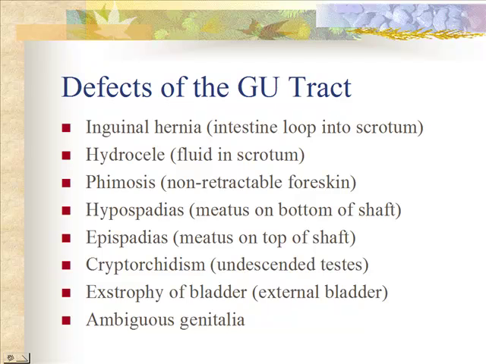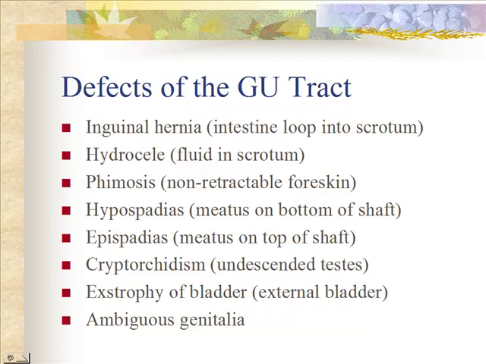Epispadias is the opposite. The meatus comes out somewhere along the top of the shaft. Cryptorchidism, your undescended testicles, normally they develop in utero up in the abdomen and then come down, hopefully by birth, and if not, we bring those down because they have a higher incidence of cancer, testicular cancer, if they're left up in the abdomen.